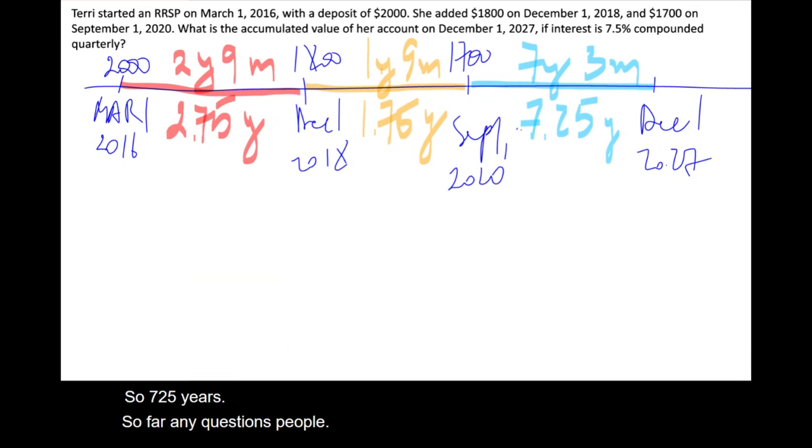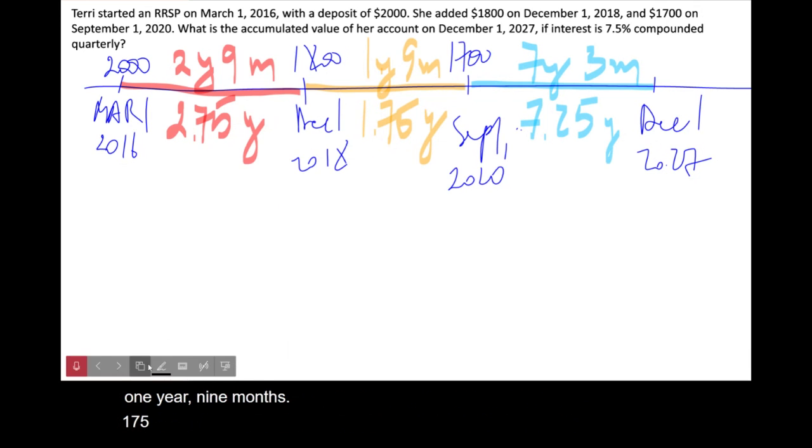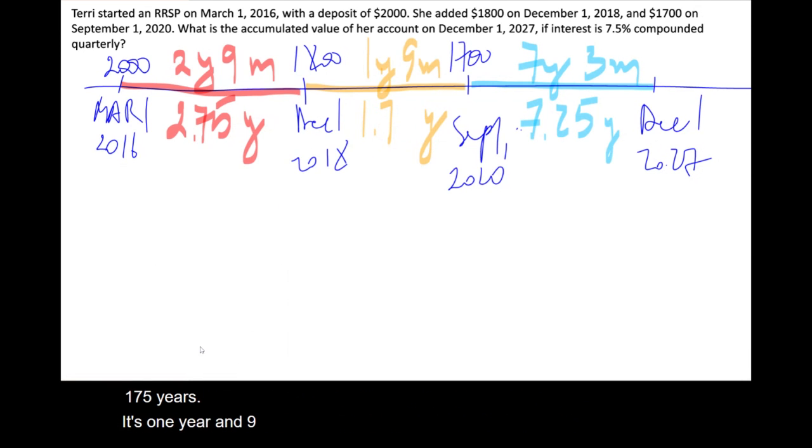Okay, so let's find n for each. 2.75. 1 year, 9 months. 1.75 years. It's 1 year, 9 months. Understood?